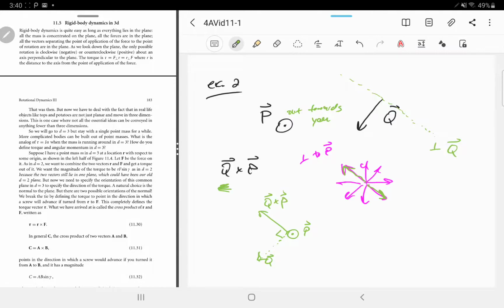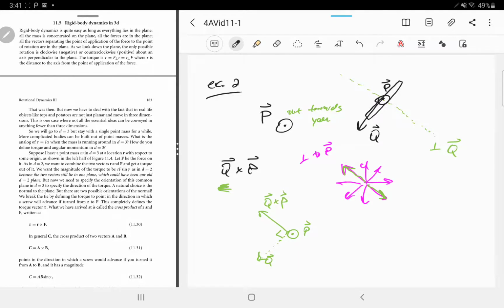Okay, so again, the Q and P are spanning a two-dimensional space. So imagine you had a piece of paper. Look right here. This is P out of the page, and then Q is pointing down here. Imagine both P and Q lie on your piece of paper. This is like an edge view of your piece of paper. It would look like this.